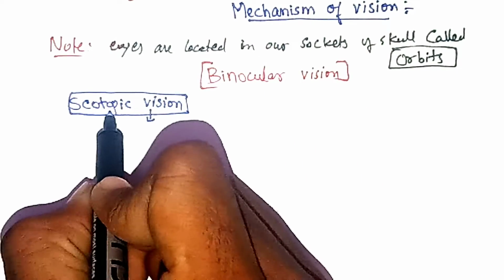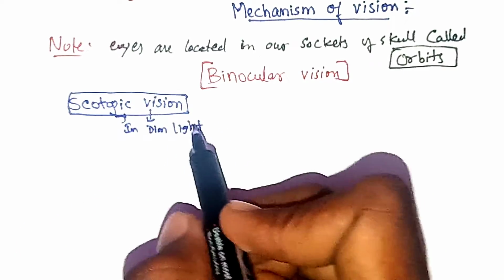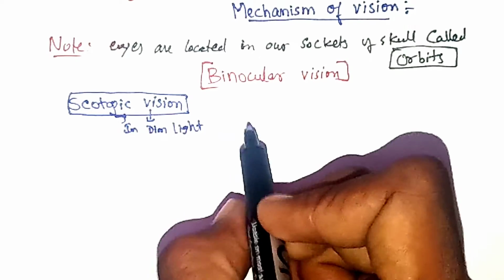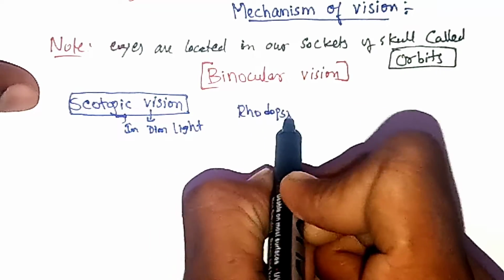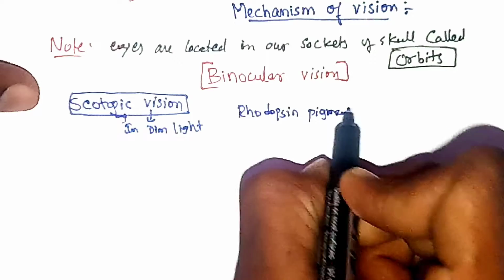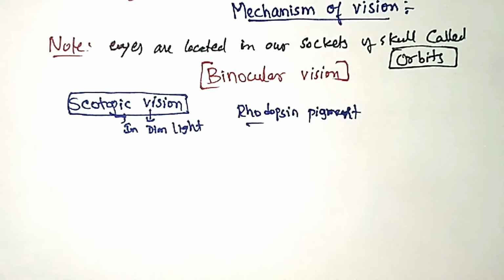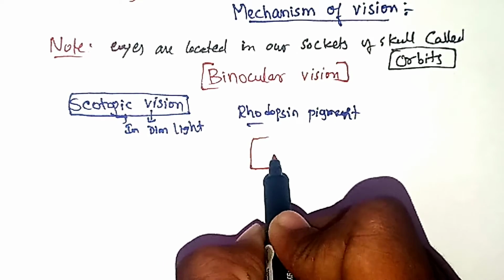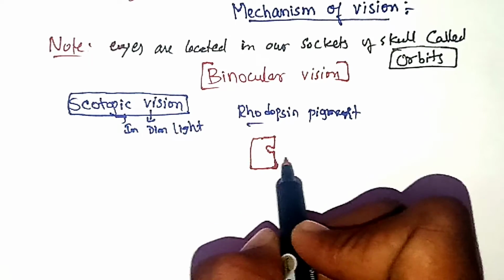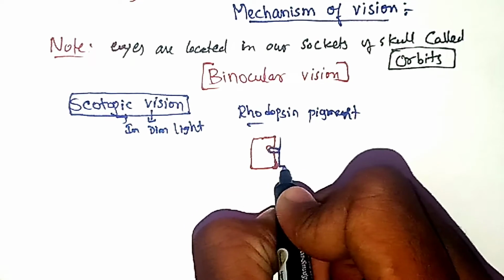Scotopic means dim light. I told you in dim light rods are active. In rods, rhodopsin pigment is present. Rhodopsin pigment is active in dim light. Now this rhodopsin pigment is made up of two molecules: this is opsin protein and this is retinol.